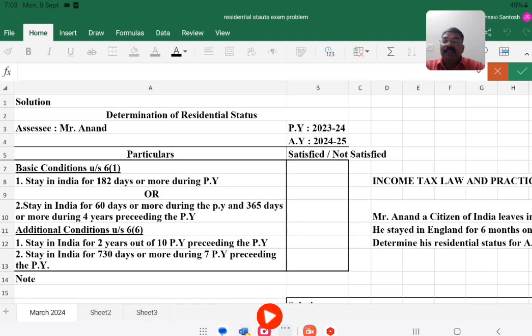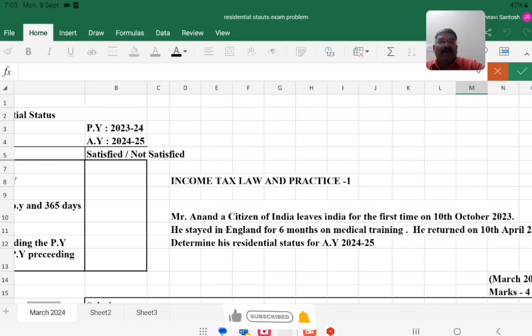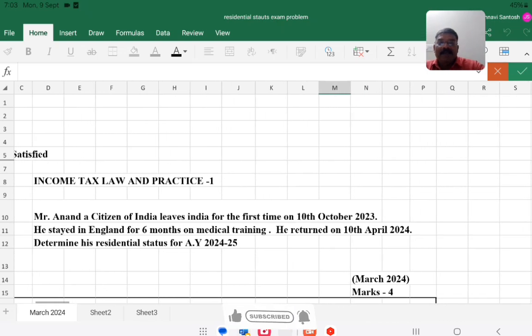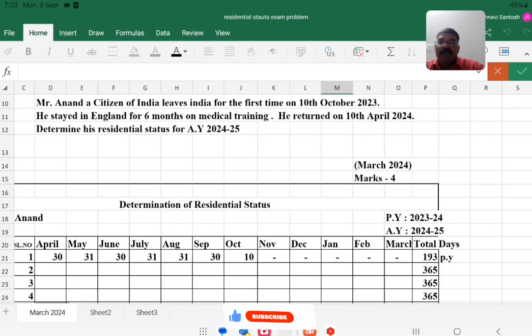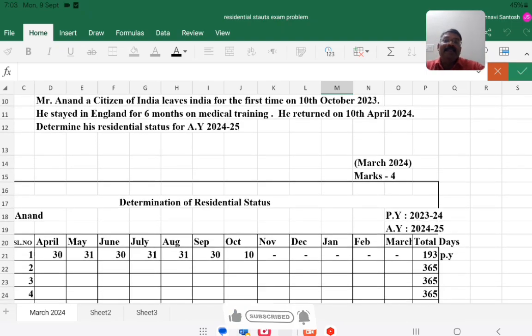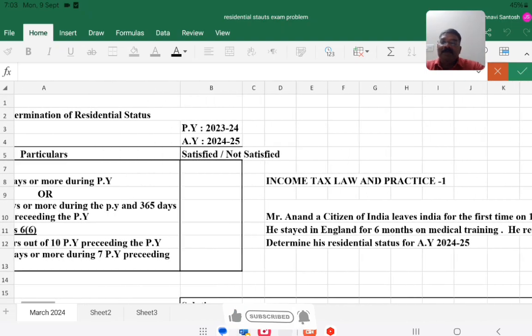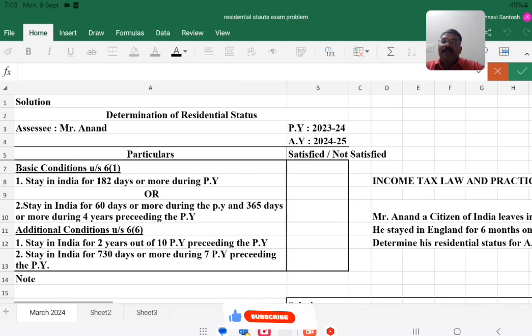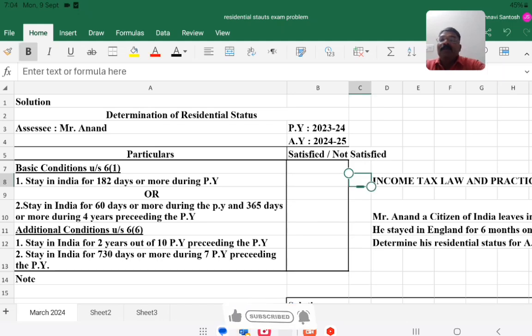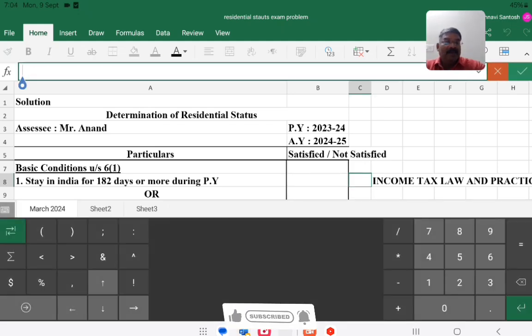We see the number of days we have calculated here. In the previous year, how many days was he present? 193 days. So what does it say in the basic condition, the very first condition? It says stay in India for 182 days or more during the previous year. He stayed for 193 days. I will mention here how many days he has stayed: 193. So he is satisfying the condition. So I will mention satisfied. So the first basic condition he has satisfied. Okay.